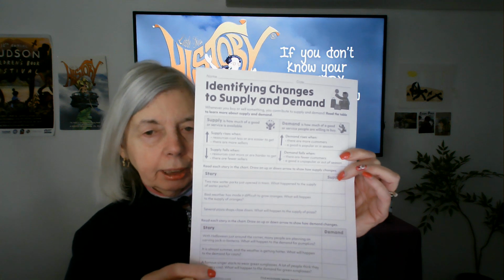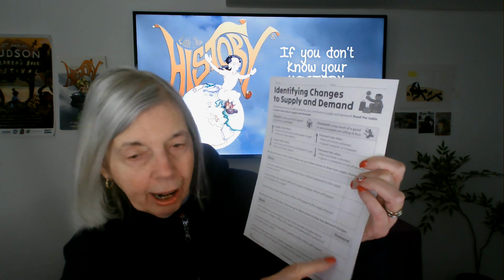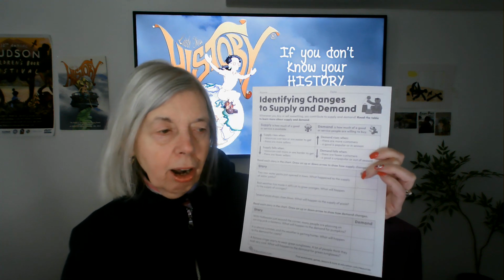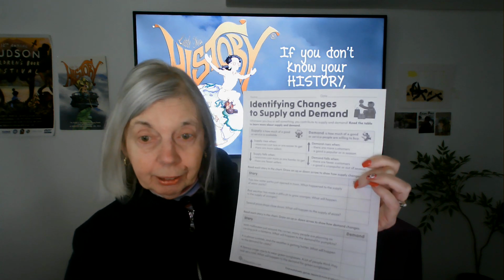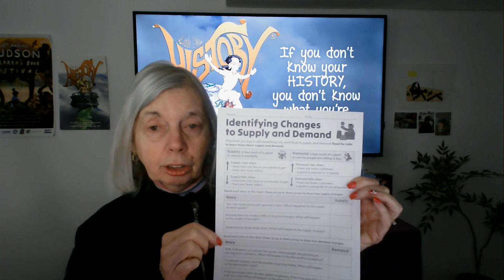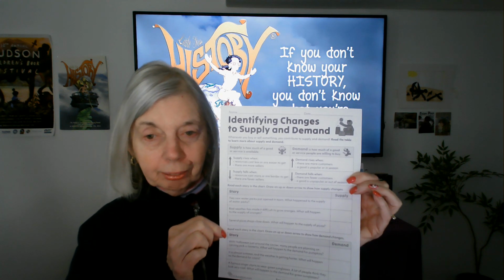Read the 3 scenarios about demand. Think about what happens to the demand. Draw an arrow to show whether the demand will increase, go up, or decrease and go down. Hope you've had fun with this activity. Please reinforce this concept by asking the student about supply and demand whenever you or your family makes a purchase.